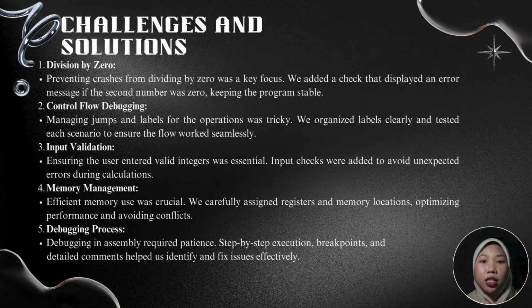There are several challenges we faced while developing our simple calculator program, and how we overcame them. First, we tackled the issue of division by 0. Without proper handling, it could crash the program. So we added a condition to check the denominator, and if it was 0, the program displayed an error message instead of crashing. Next, managing the control flow was tricky. The jumps and labels for each operation had to be precise, or the program would go off track. We fixed this by organizing the labels clearly and testing every scenario until it worked seamlessly.